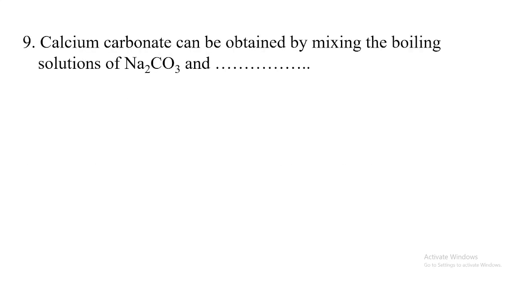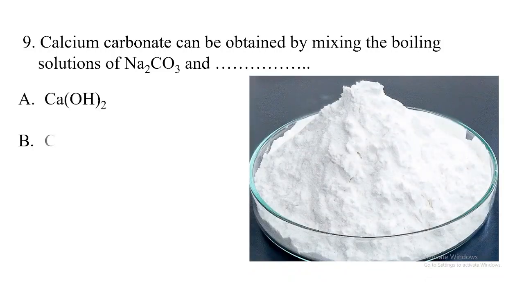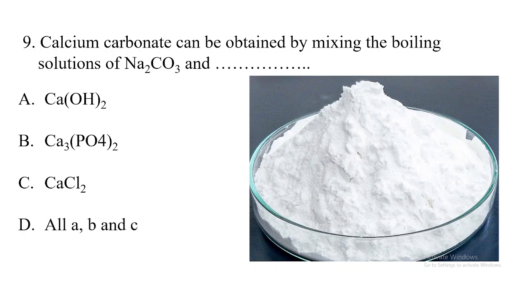Ninth, calcium carbonate can be obtained by mixing the boiling solutions of sodium carbonate and calcium hydroxide, calcium phosphate, calcium chloride, or all A, B, and C. Here, the right answer is D, all A, B, and C.